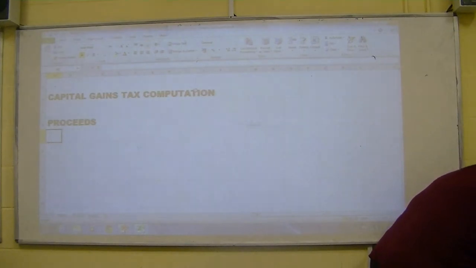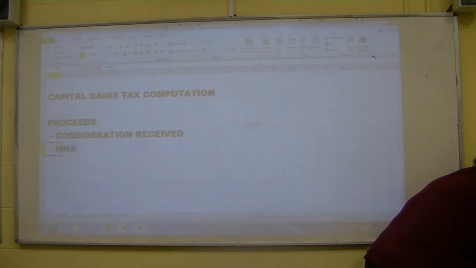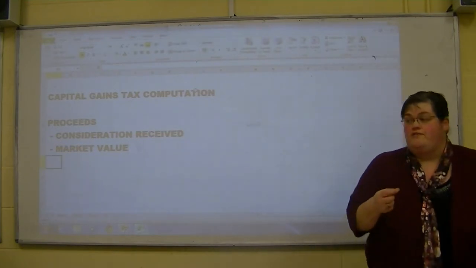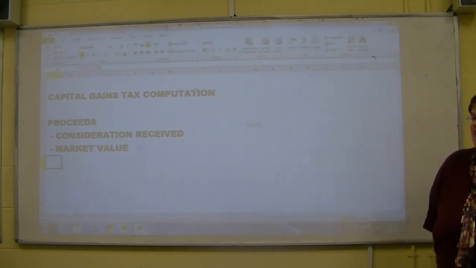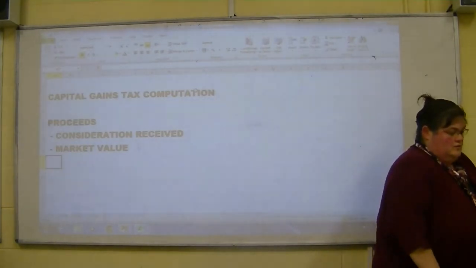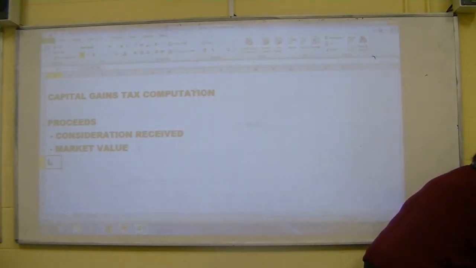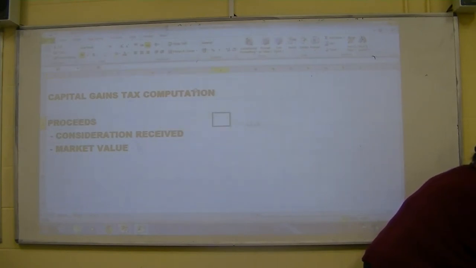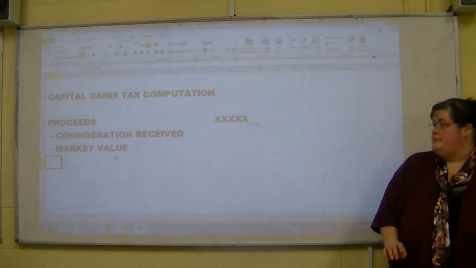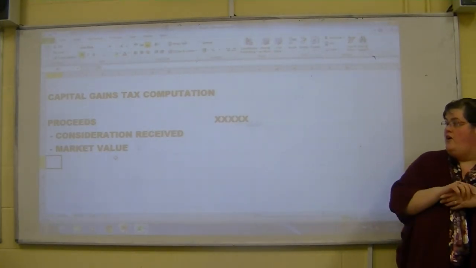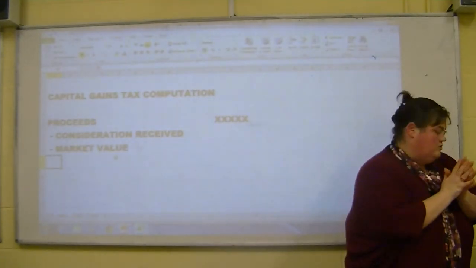Your proceeds can be either the consideration you received, or it could be the market value you're actually taking. You might have got no money for it, so it's the market value figure you're taking. So that's our proceeds here. So our proceeds can be our consideration received or our market value amount.